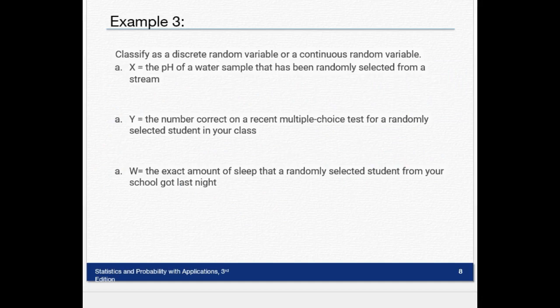Example 3. Classify as a discrete random variable or a continuous random variable. Okay, remember, for discrete random variables think counting, the way you would count. For continuous random variables think measurements. All right, so if X is equal to the pH of a water sample that has been randomly selected from a stream, pH, you know, is the level of acidity. It is a measurement of acidity, so that would make me think it's continuous, and it is. And if you're not sure, think about it. Can you have a pH of 7.25? Yes. You're not just going to have pH levels of 1, 2, 3, 4, 5, okay?